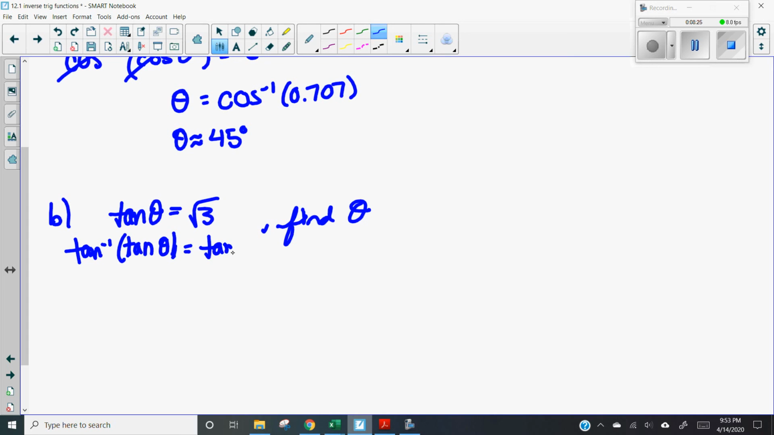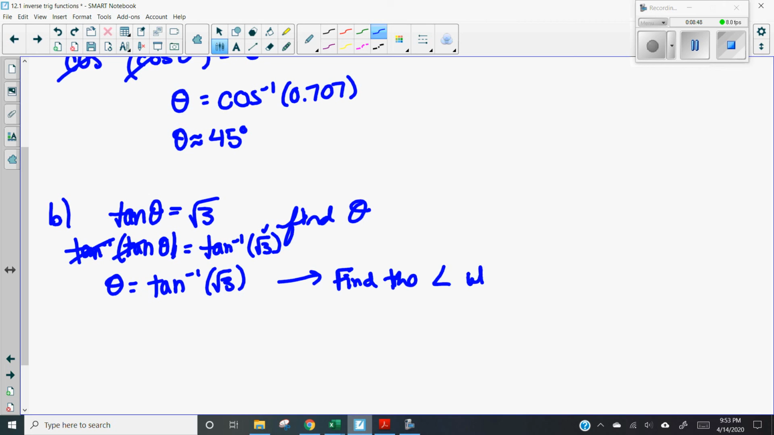Okay, so we're also going to take inverse tangent of the square root of 3. Now on the left, goodbye, those cancel out. Theta is equal to the inverse tangent of the square root of 3. Okay, so let me pause right here and kind of talk about what that means again. We're telling the calculator to find the angle whose tangent is opposite over adjacent. So find the angle whose opposite over adjacent is equal to the square root of 3.